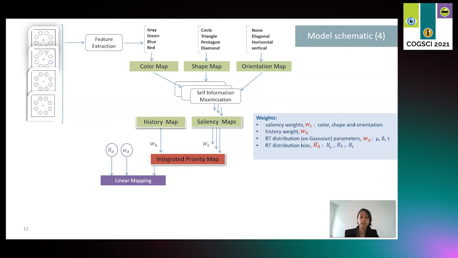Priority maps are linearly mapped into reaction time parameters. Here you see the weights that are actually the model's parameters. WS is saliency weights and has three components for color, shape, and orientation. And WH is history weights. WD and BD are reaction time distribution parameters and reaction time distribution biases, and each of them has three components, mu, sigma, and tau.